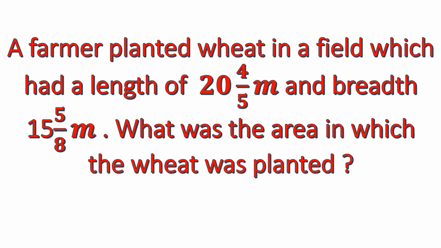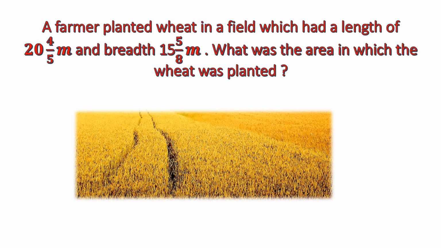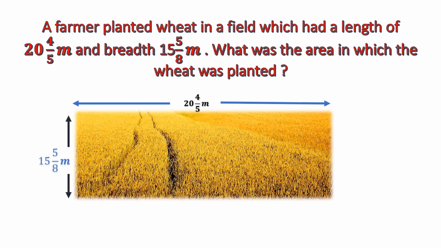A farmer planted wheat in a field which had a length of 24 by 5 meter and breadth 15 by 8 meter. What was the area in which the wheat was planted? So, a farmer planted wheat in a field. It had a length of 24 by 5 meter and a breadth of 15 by 8 meter. We have to find out the area.